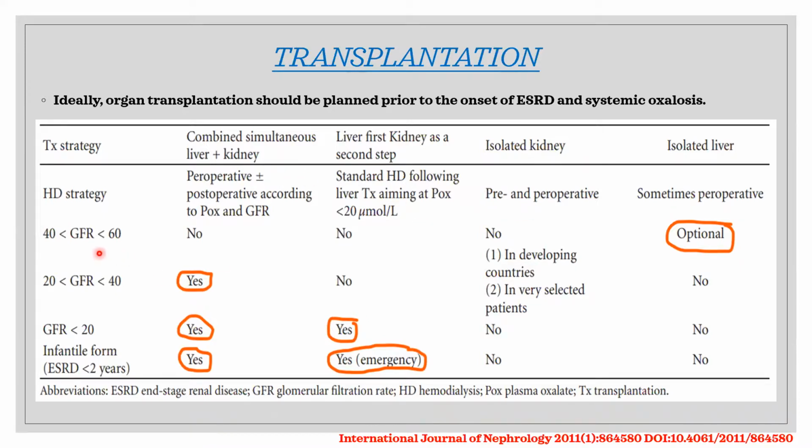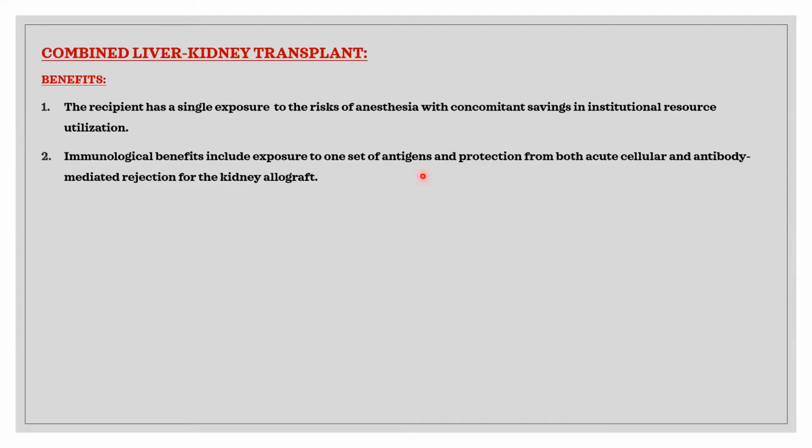With preserved EGFR more than 40, isolated liver transplant could be an option. But if EGFR is less than 40, we should combine simultaneous liver kidney transplant as a treatment of choice, followed by liver, followed by kidney. We should not do isolated kidney transplant. In a combined liver kidney transplant, the benefit is that the recipient has a single exposure to the risk of anesthesia, and immunological benefits include exposure to just one set of antigens and protection from both acute cellular and antibody mediated rejection for the kidney allograft.